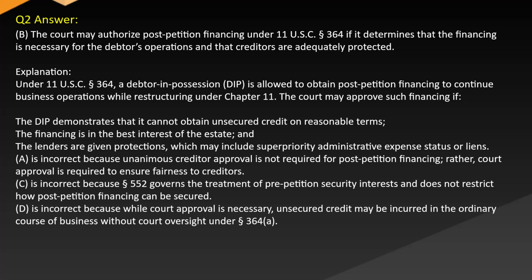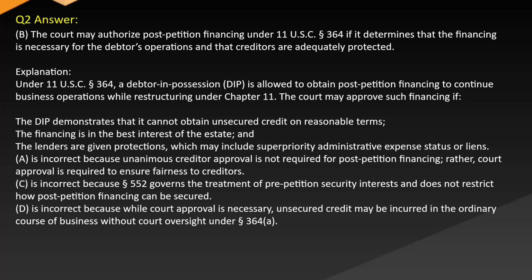The court may approve such financing if the DIP demonstrates that it cannot obtain unsecured credit on reasonable terms, if the financing is in the best interest of the estate, and the lenders are given protections, which may include super-priority administrative expense status or liens. A is incorrect because unanimous creditor approval is not required for post-petition financing. Rather, court approval is required to ensure fairness to creditors.